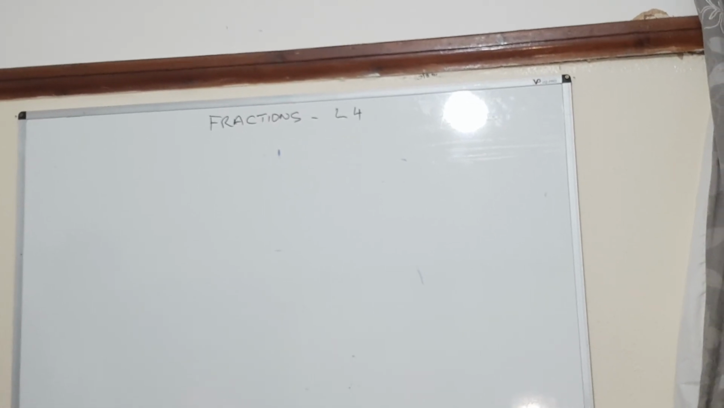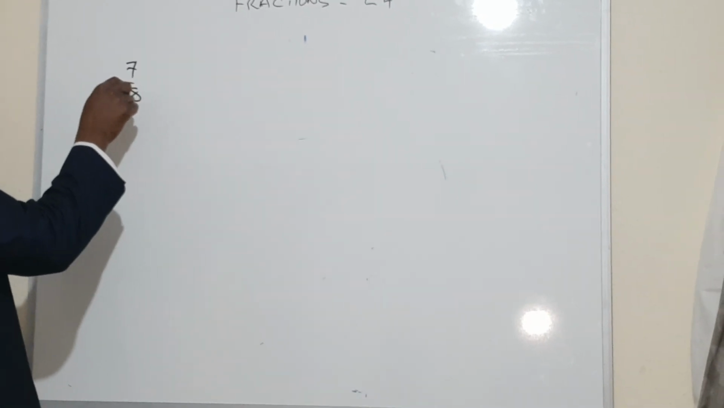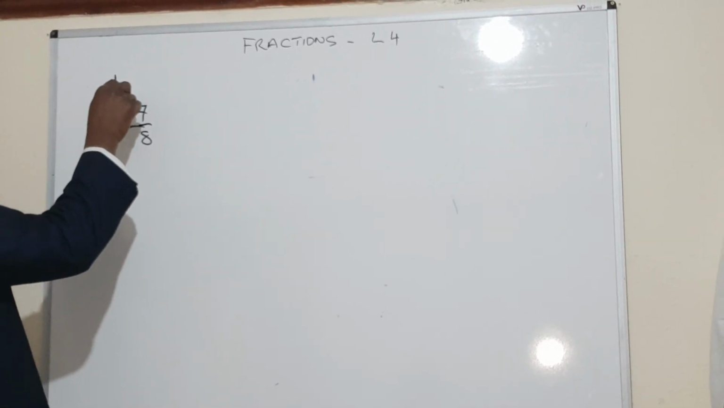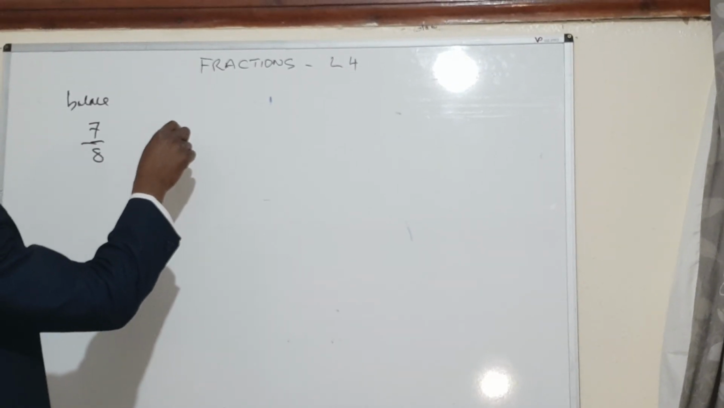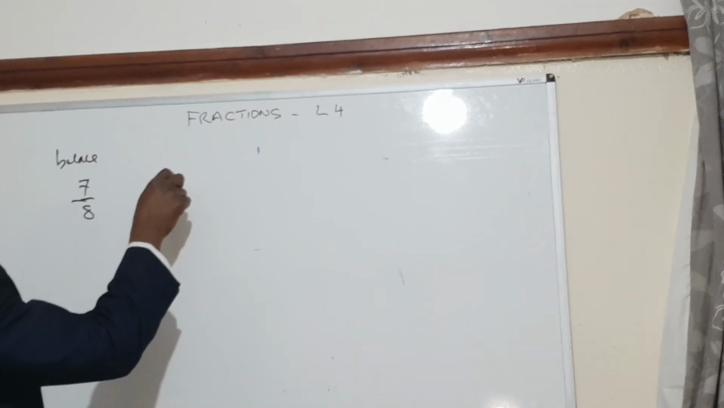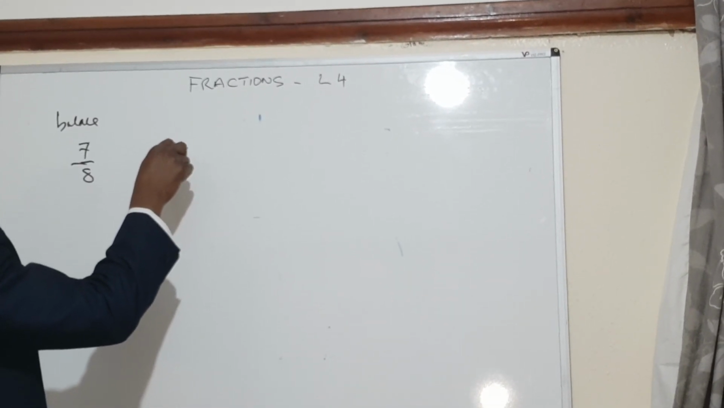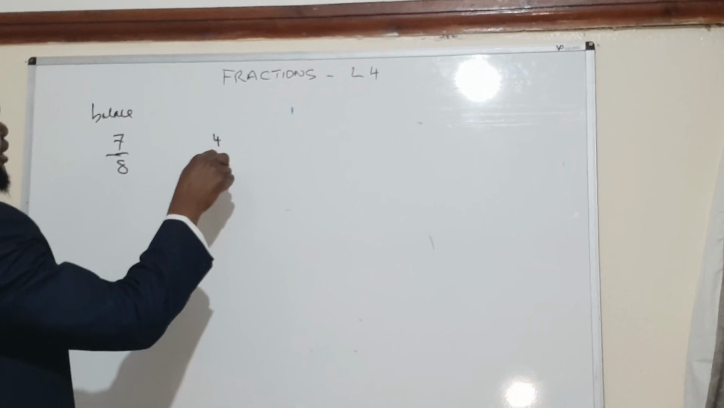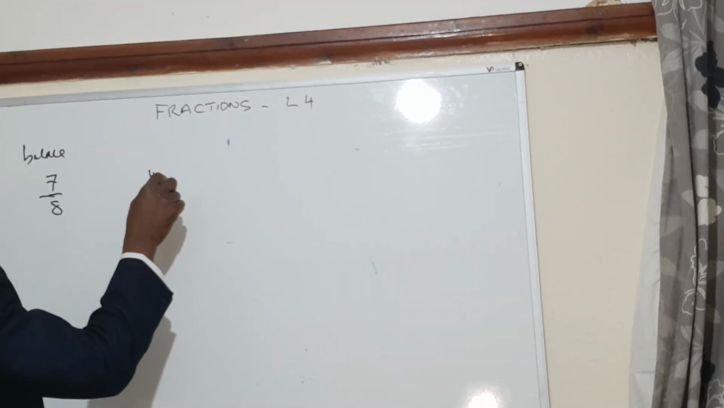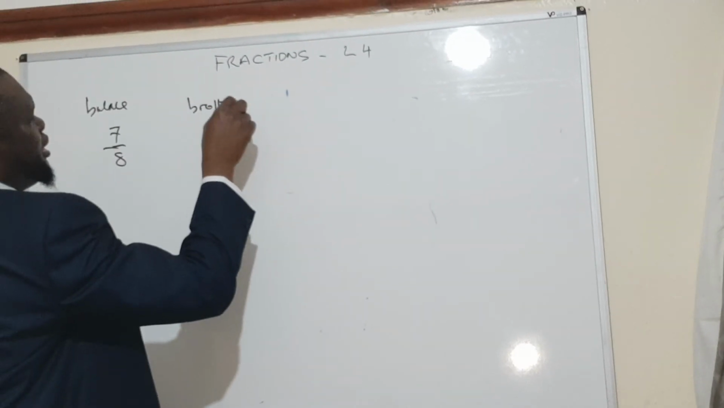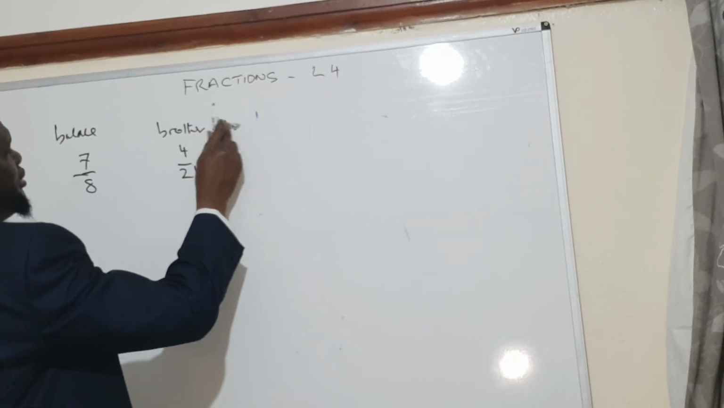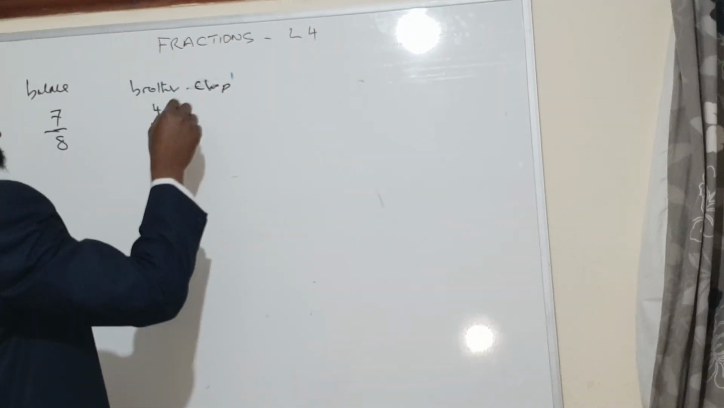Yesterday the question we saw is he left 7 over 8 of the balance of food in the kitchen. 7 over 8 of the balance of food he left in the kitchen. But he ate what? 4 over 21 of this. His brother later ate. His brother chopped this amount.